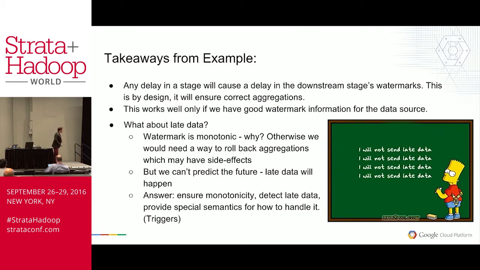So what about late data? Well, one thing that we make sure of is that the watermark is monotonic. We could handle late data in multiple ways, right? We could say, let's not make the watermark monotonic. Let's allow it to move backwards. If we did that, then aggregations would be allowed to fire multiple times, and then we wouldn't be able to have side-effecting aggregations, not very easily anyway. So instead, we allow the watermark to only be monotonic, and we provide special semantics using triggers to handle late data, as well as trying to minimize the amount of late data that we see.